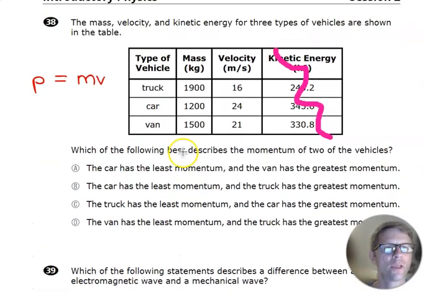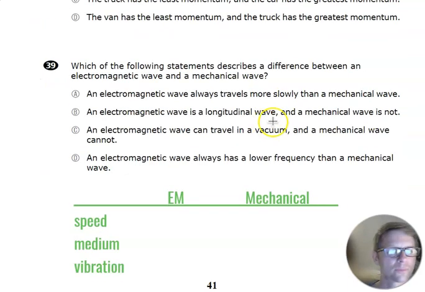Here we have mass times velocity again. Do the math out and you end up with choice A. Just multiply mass and velocity. The kinetic energy was kind of irrelevant.